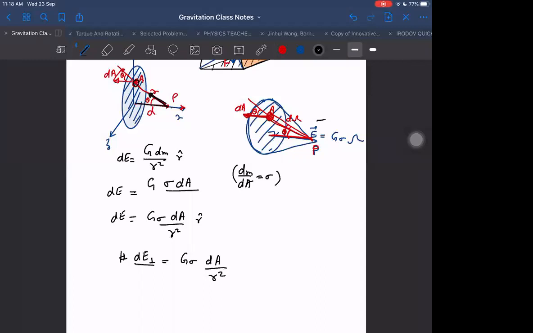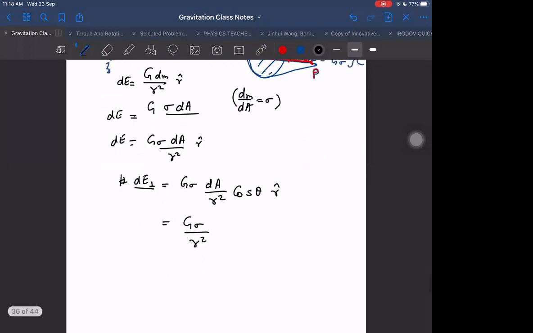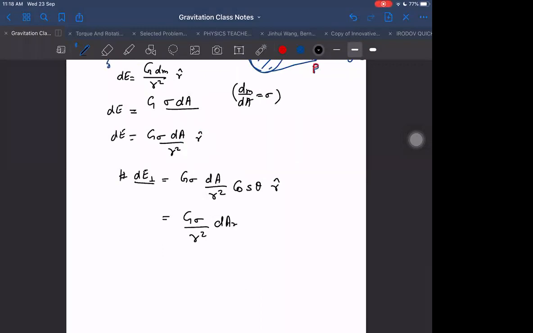G into sigma into dA by r square, and I should take dE perpendicular. dE is in the r cap direction. If I want to take the perpendicular, then it will be multiplied by cos theta. Now I can write this as G sigma by r square into dA cos theta. What is dA cos theta? That is the radial component of dA. So it will be dA radial component upon r square.